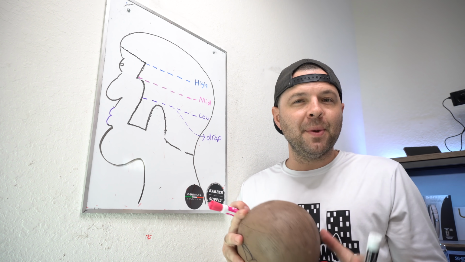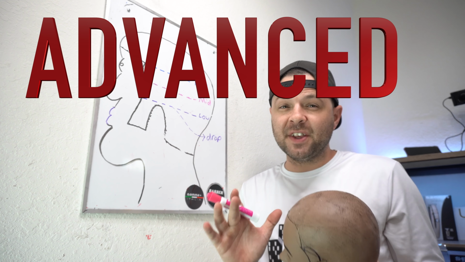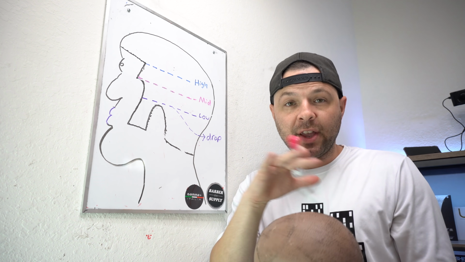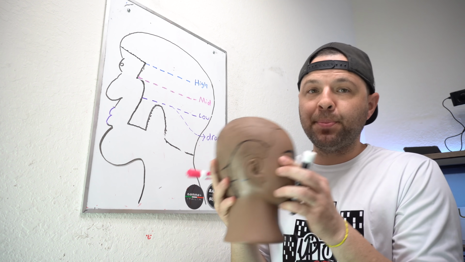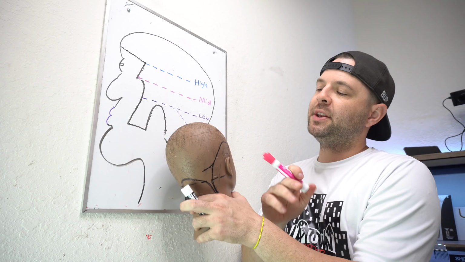So now let's get on to some of the more advanced stuff, all right? The more advanced stuff, which you'll start to learn as you grow in this industry, includes curving your guidelines. So I actually put a little curve on this. I know it's not that good, but I'm just going to explain it to you guys.